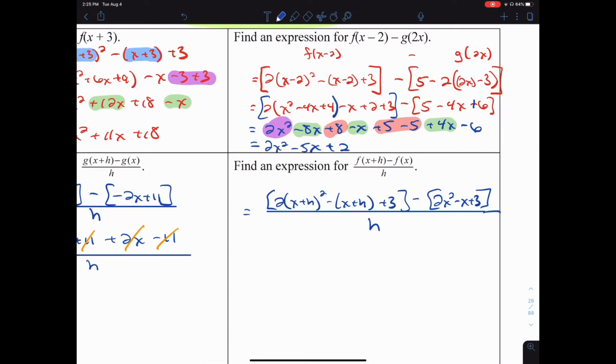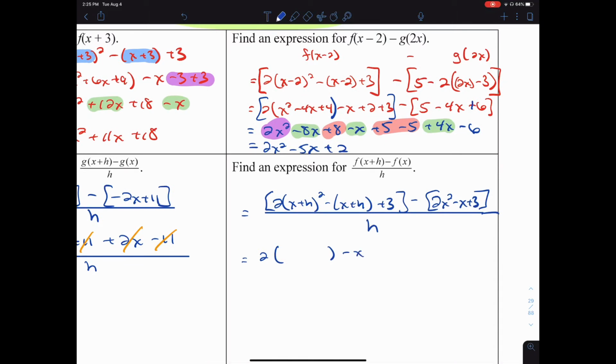Now we need to get rid of our parentheses, not blanketly, but by doing the operations. So we're going to square x plus h, and that's going to get multiplied by 2. We're going to distribute this negative in here. It's going to be negative x minus h, bring down the plus 3.